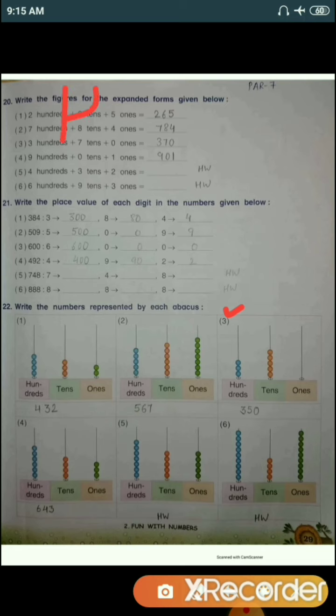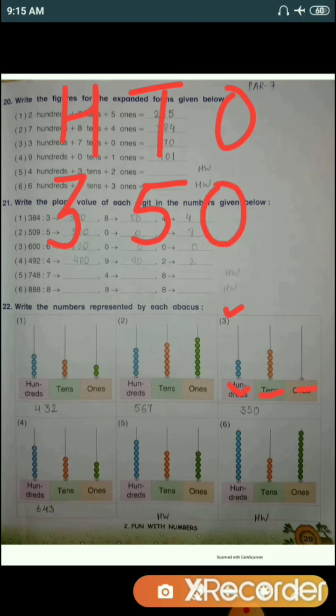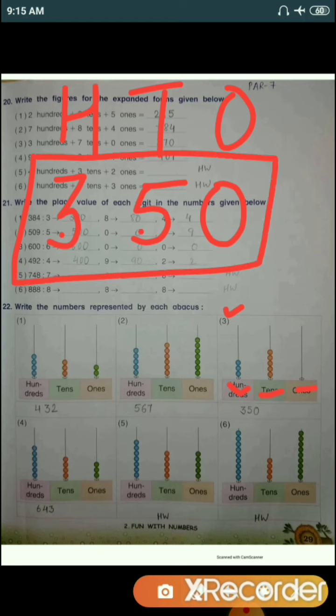Now question number 3. Again I will write here hundreds, tens and ones. In the hundreds column there are total 3 beads. In the tens column there are total 5 beads, and in the ones column there are no beads represented. That means there are 0 beads. Okay, so we conclude the number is 350.